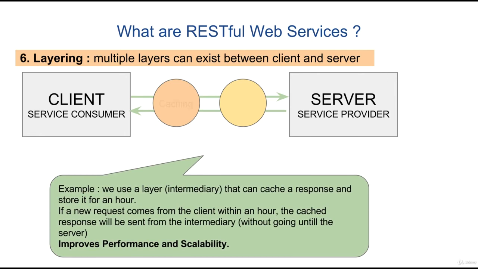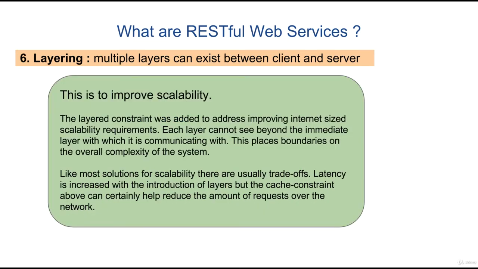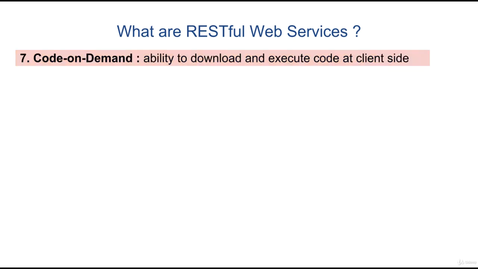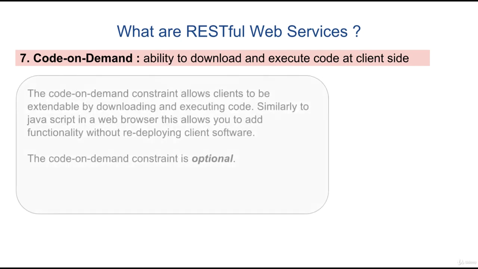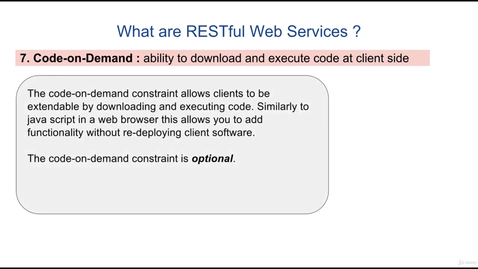We can also have some layers which can help us in caching. So for example, we have a layer which helps in caching and stores the response for an hour. And if we get a request from the client within that hour and there is no change in the resource, then we can get the response back from this particular layer and there is no need to go to the server. So it improves performance and scalability. So layering improves the scalability, and now we can understand exactly how layering works and what is the concept of layering.